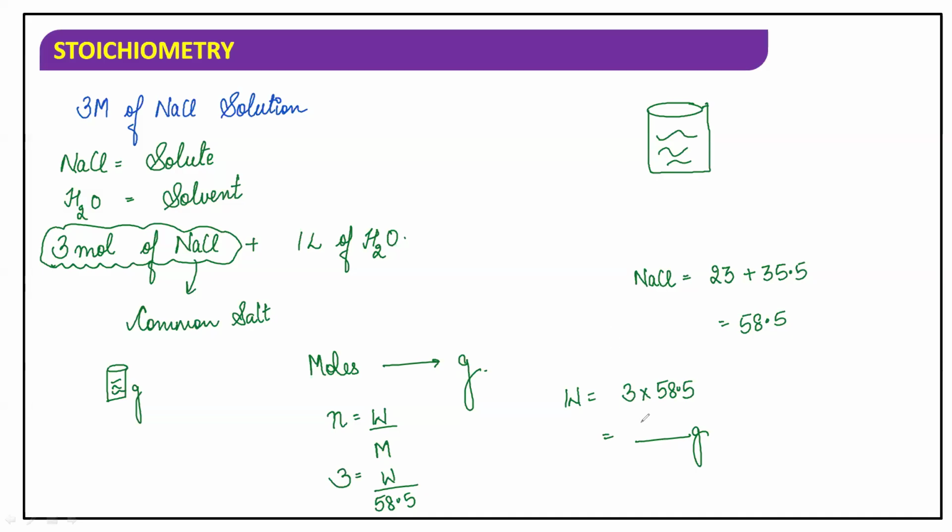So this is 175.5 grams. It means that in your lab, you will take a beaker, 1 liter water, and you will add 175.5 grams of NaCl. So the concentration of the solution will become 3 molar.